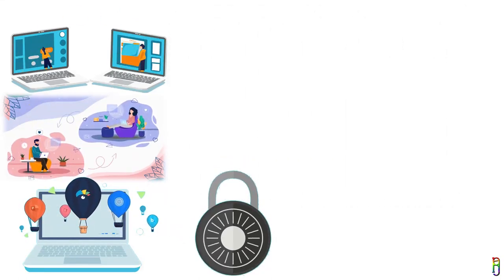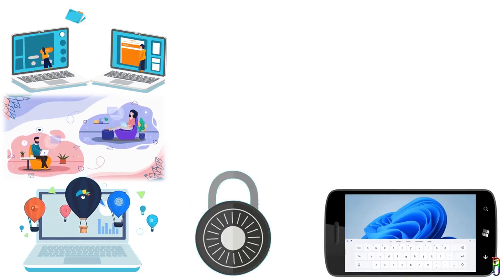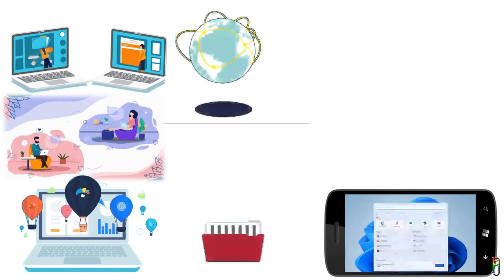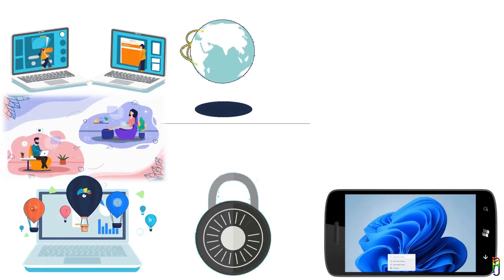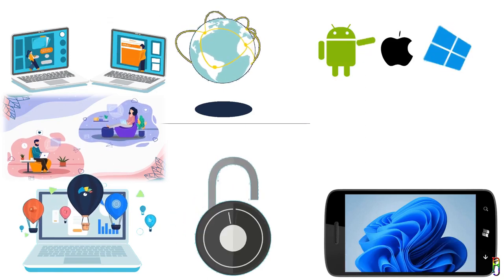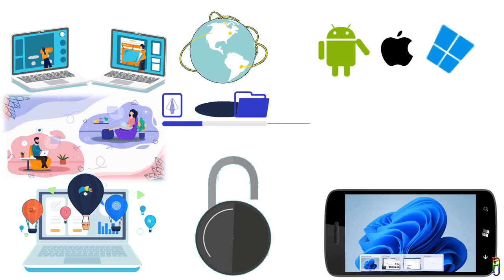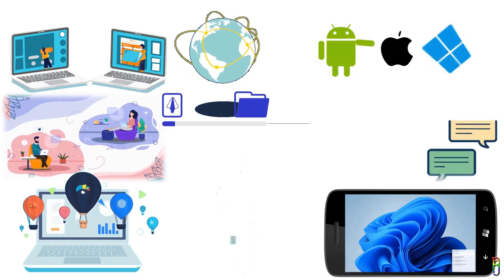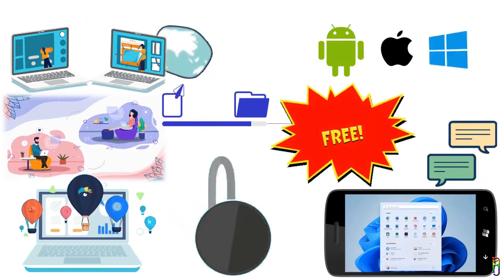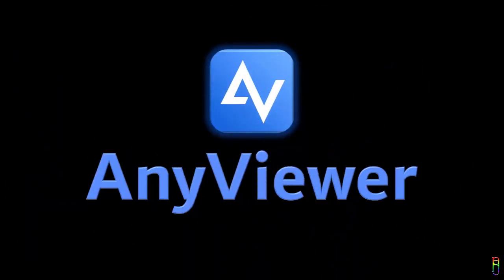But there's one application that adds more features to those mentioned, like the ability to remote control a desktop using a phone, literally accessing any device from anywhere in the world, as long as you have an internet connection. It supports connecting between multiple platforms like Windows, macOS, iOS and Android, fast file transfer between two remote computers, and a built-in chat within the remote desktop. And the best thing is, all of these are free. We are, of course, talking about AnyViewer.